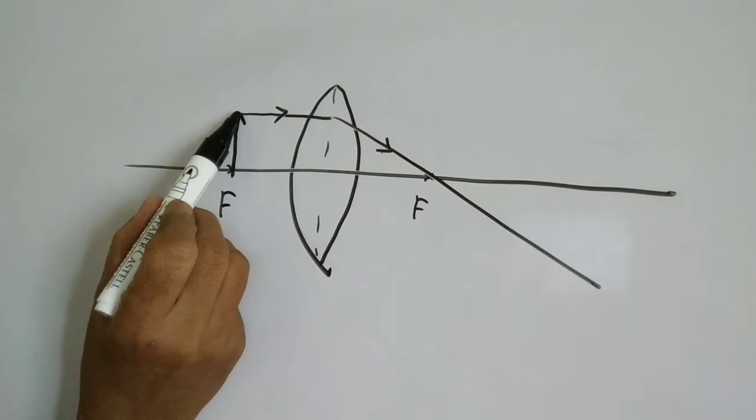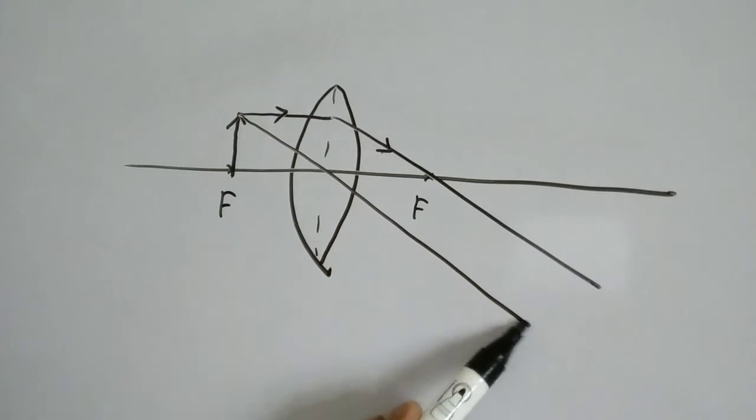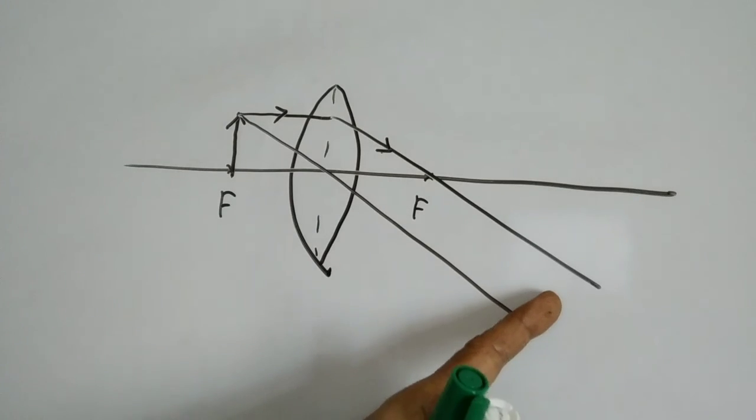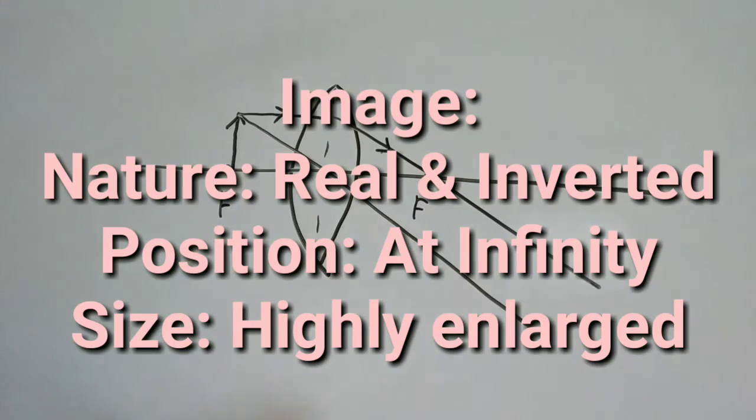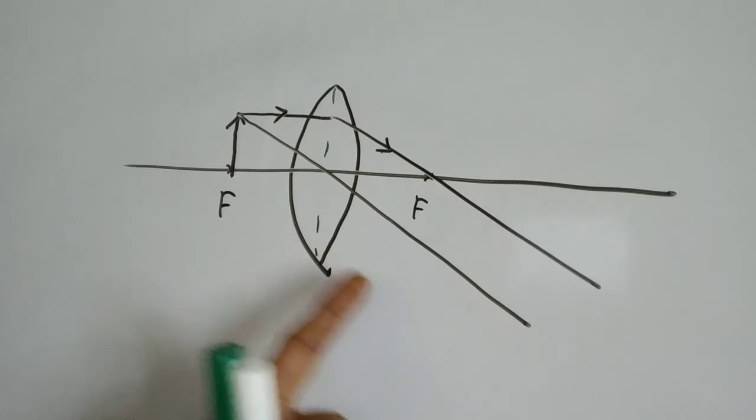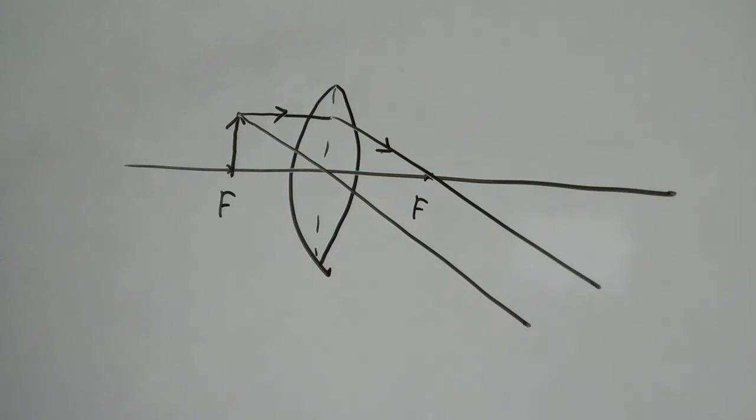The ray passing through the optical center continues straight. These two rays become parallel to each other and they will meet at infinity, where you will get an enlarged image of the object. So when the object is at F, we get the enlarged image at infinity, and when the object is at infinity, we get a diminished image at the point F. These two are indicating the reversibility of light.